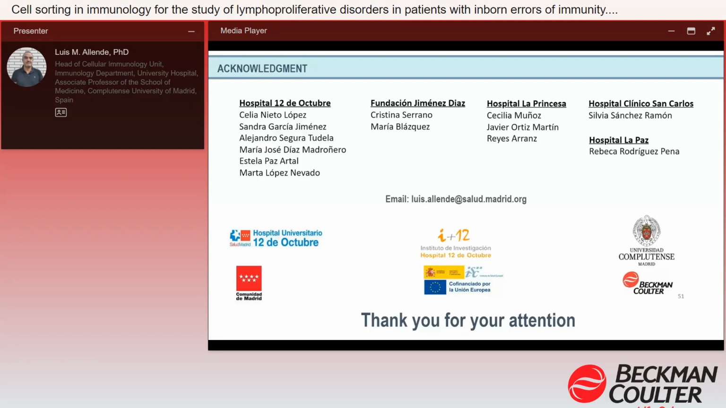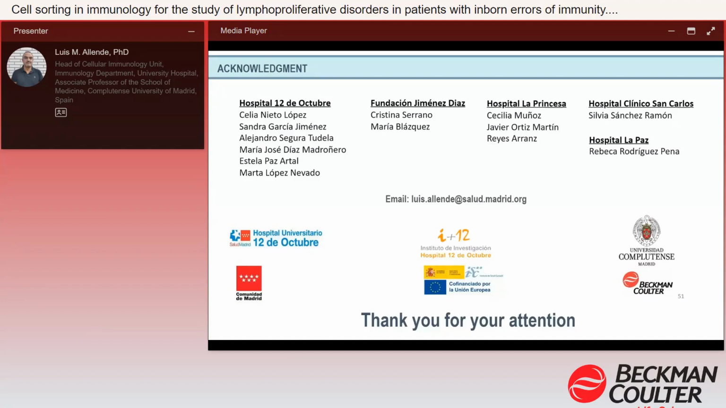I noticed you got some pretty pure populations at the end there in your sorts. I wonder, do you have a feeling for how many cells you need and what purity you need to support your further molecular assays?